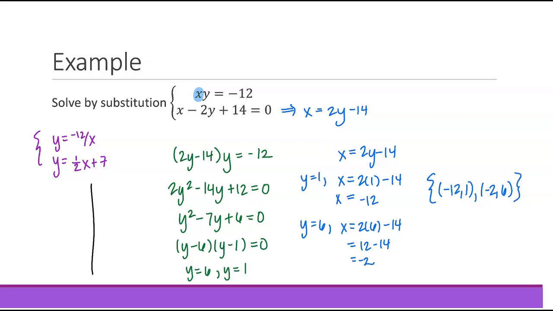If I did just the roughest sketch, and we don't have to, I'm just doing it to confirm my answers, here's what it would look like. My transformation of 1 over x, with the reflection and everything, would give me a graph that maybe looks something like this. And then 1/2 x plus 7 is going to give me a linear function. I'm being very vague about it, but I have a positive slope, positive y-intercept, and we can see that there are 2 points of intersection, which we found to be negative 12, 1, and negative 2, 6. We didn't have to do it graphically. I'm just showing the graph to confirm our answers.